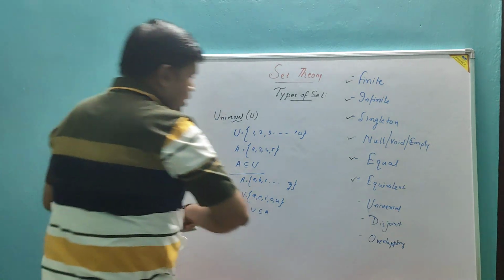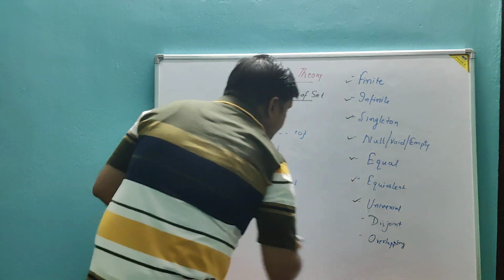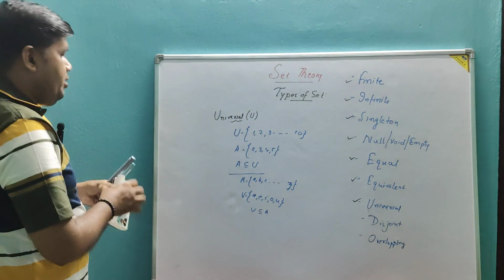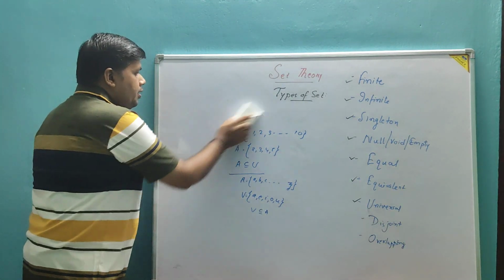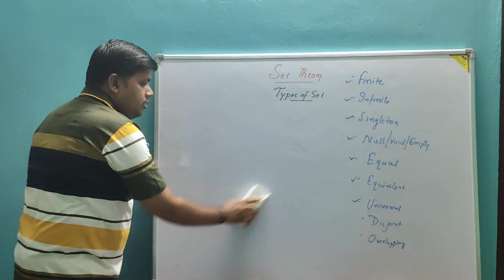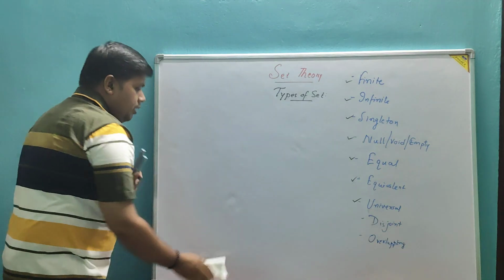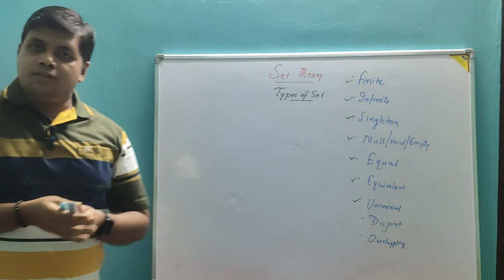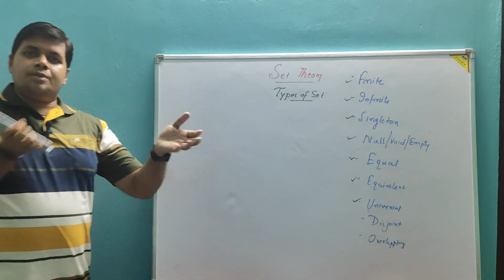So next is the disjoint set. Disjoint sets are sets which do not have any common element between them. However, there are some sets which do have common elements.